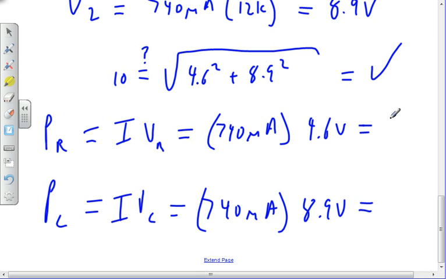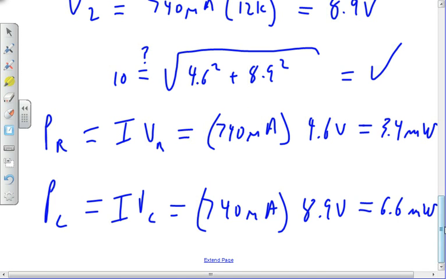3.4 milliwatts. 6.6 milliwatts. And I think I'm done with 19. Am I done with 19? Yep. All right, moving on to 27.